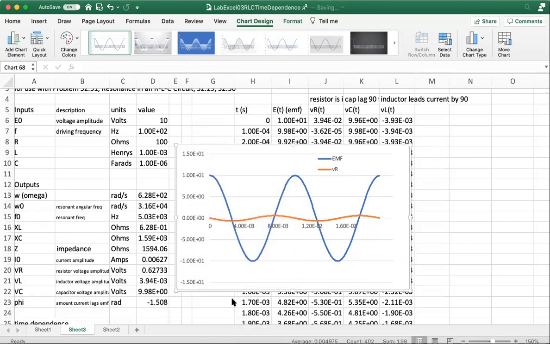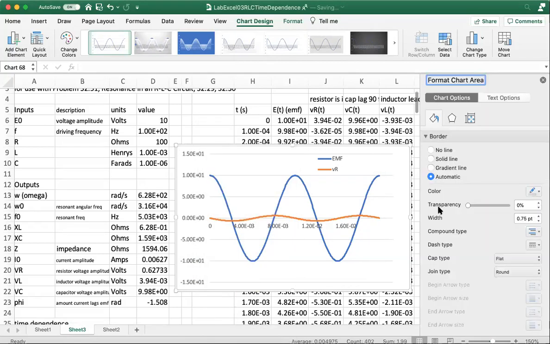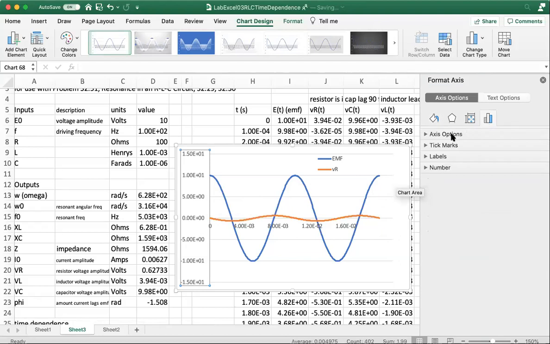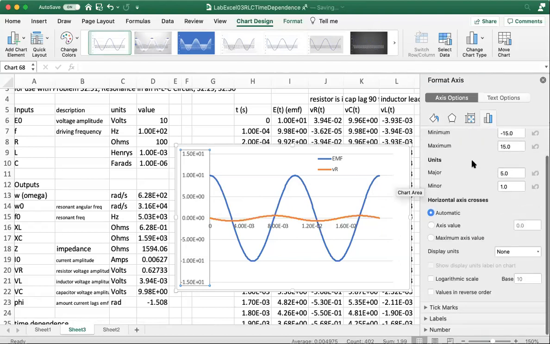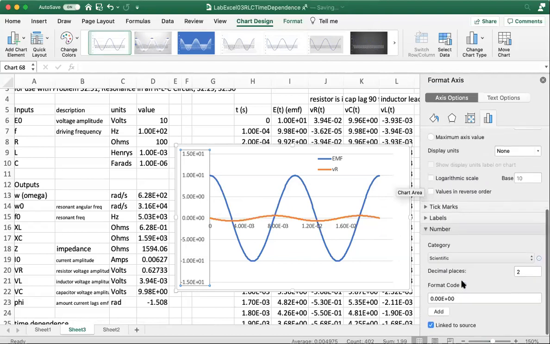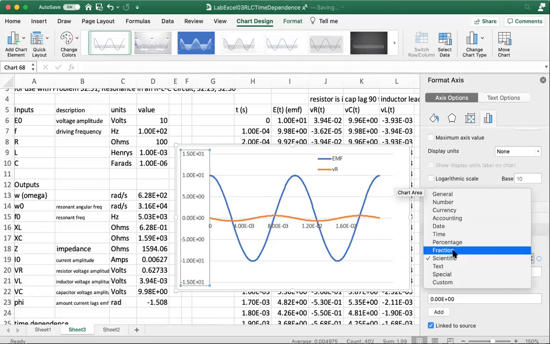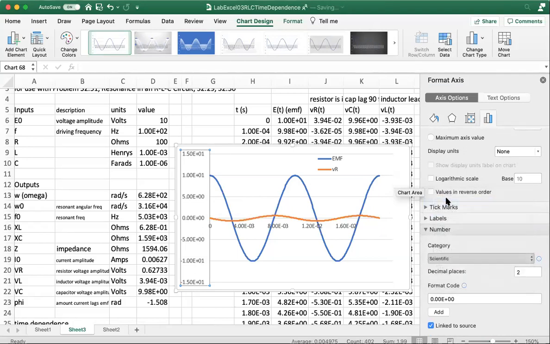Format chart area, I think would be it. And so then once it opens up this pane, it deselected my thing. So I'm going to go back, and these 3 blocks right there, that's the one. And so I can set my axis options. Let's see here. Number. I don't like the scientific notation. So I'm going to change the category from scientific to number.